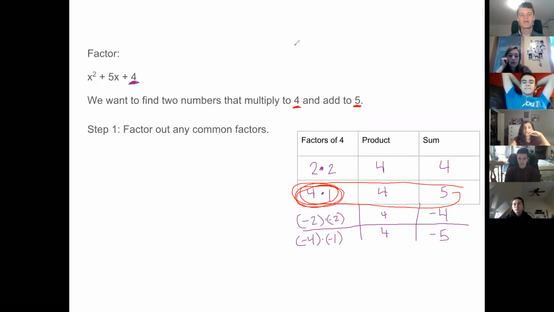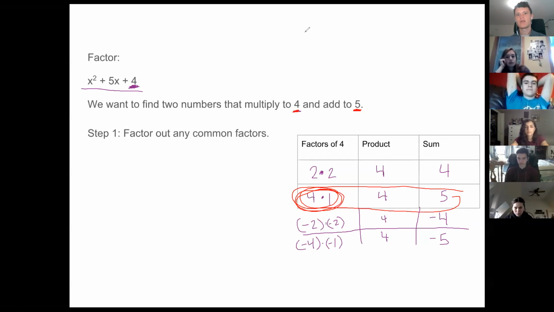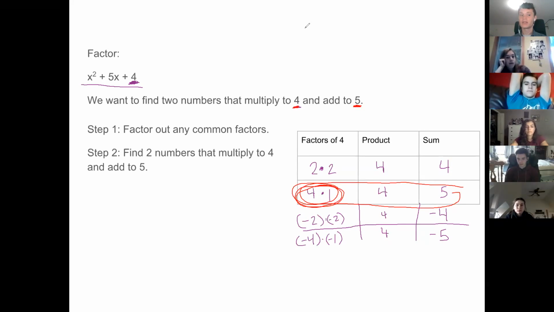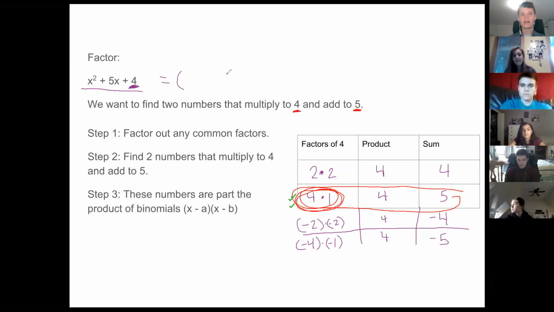All right, let's see. Step 1, factor out any common factors. That's a good step 1. We didn't have to do it in this case, right? That step would mean, do we have any numbers that are common between all 3 of these terms? Nope. Step 2, find 2 numbers that multiply to 4 and add to 5. We did it. That's these ones here. Step 3, these numbers are part of the product of binomials. In other words, to find out what our factored form is, we've done all the work. It's super straightforward, super easy. We've got x plus 4 and x plus 1.